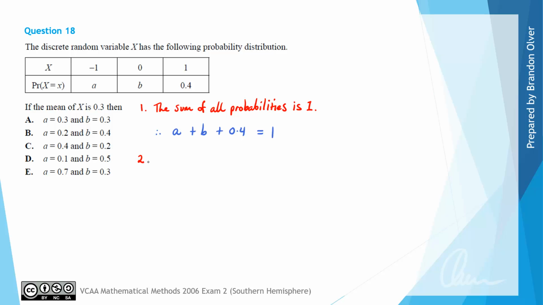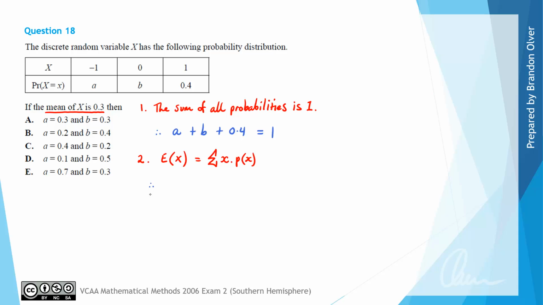The second equation that we set up is based on the fact that the mean of x is 0.3. We have a formula for the mean of x, that is that the expected value of x is equal to the sum of, and that's what that funny E looking thing is, the sum of the x value times the probability of x. And we know that that must equal 0.3 for this question.